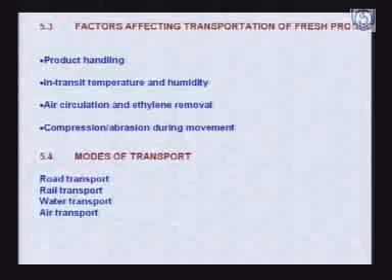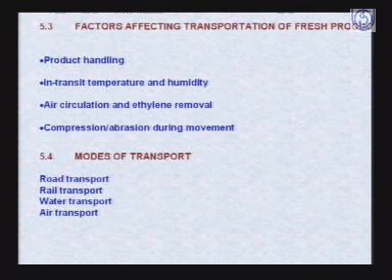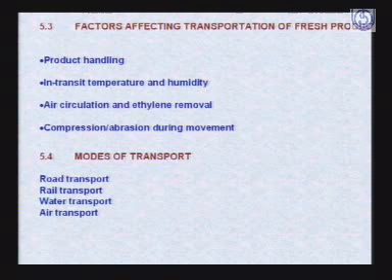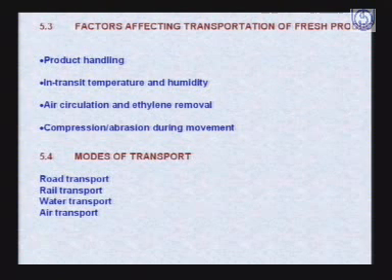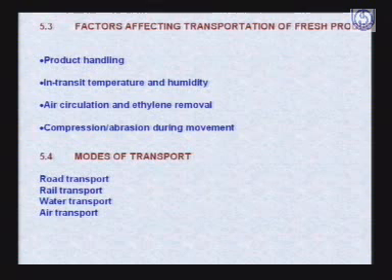Next, we would like to talk about the factors affecting transportation of fresh produce. Mainly the product handling, in-transit temperature and humidity. If we send it in an open truck, there is no control of temperature or humidity. In every advanced country, this is all transported in a container with controlled temperature and humidity. But in our country, as a result, our loss is more. And when you lose after production, it means a lot of wastage and a lot of economic loss.